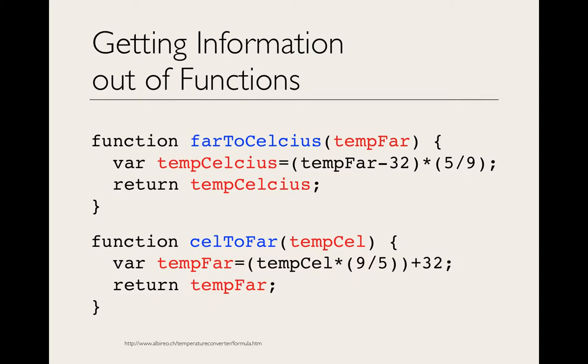We have this function called Fahrenheit to Celsius. We're going to pass it a temperature in Fahrenheit, and we want to convert it to Celsius. So we name our function Fahrenheit to Celsius. We send in a parameter or an optional value called temperature Fahrenheit. Then inside this function, we declare a variable, temperature Celsius equals, do some math to convert it, and return that temperature Celsius value to wherever the function was called from.